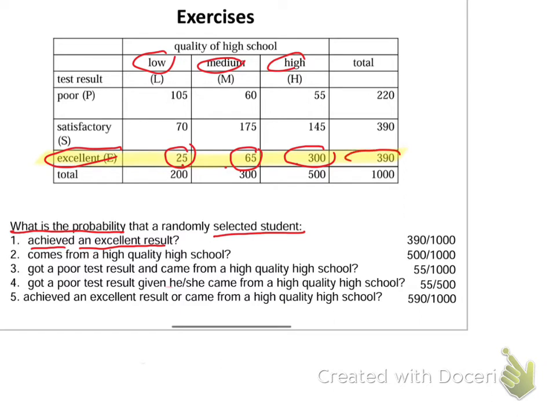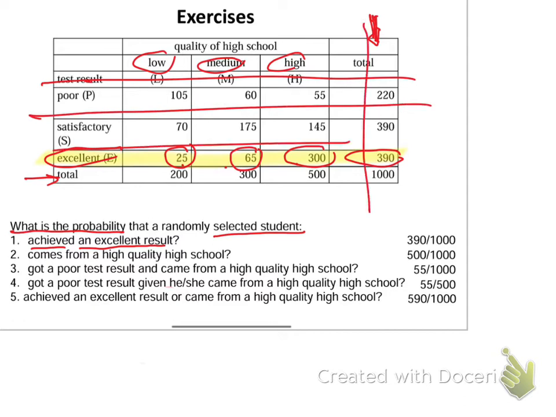So here I have already the totals. This column is the total, and this row is the total. This column includes the totals of the horizontal rows, and this row includes the totals of the columns above.